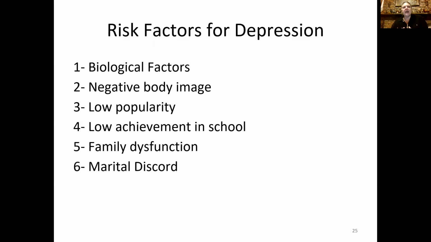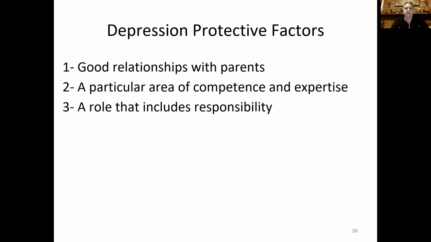If somebody has these same markers and they do not experience a very stressful situation, they are not as likely to develop that depression. Depression is also linked to negative body images in males and females. Females have a tendency to have more problems with body image. Low popularity is another risk factor in adolescence, and low achievement in school. Family dysfunction and marital discord. In other words, if the parents are always fighting, this is also another risk factor for depression. Another risk factor that we did not talk about is that somebody is a member of the LGBTQ community. That is our highest rate of suicide with that particular population.